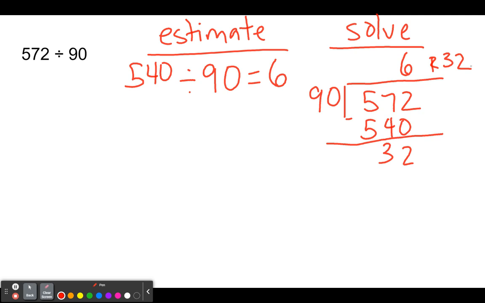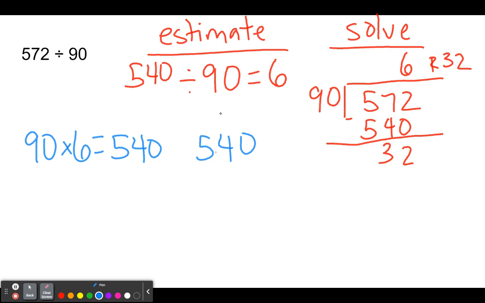All right, now let's go ahead and check our answers. I'm going to use blue. So if we check our answer, we're going to check with multiplication. So I can take 90 and multiply that by 6. That's going to give me 540. Now we have to remember to add our remainder. So if I take 540 and add that to the remainder of 32, that's going to give us 572, which is what our original dividend was.